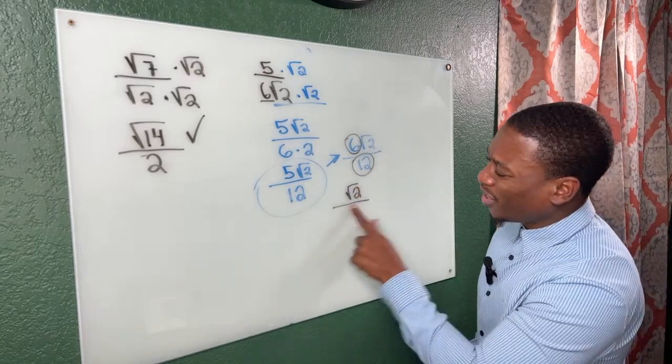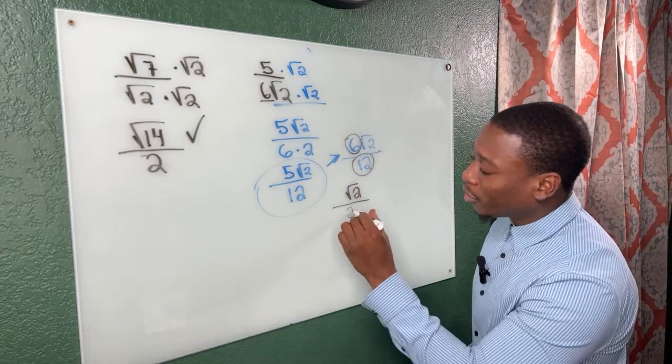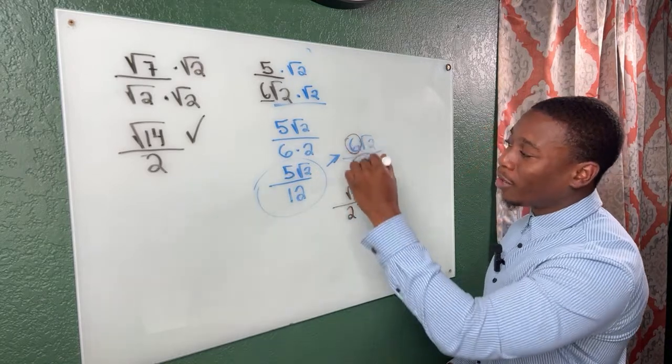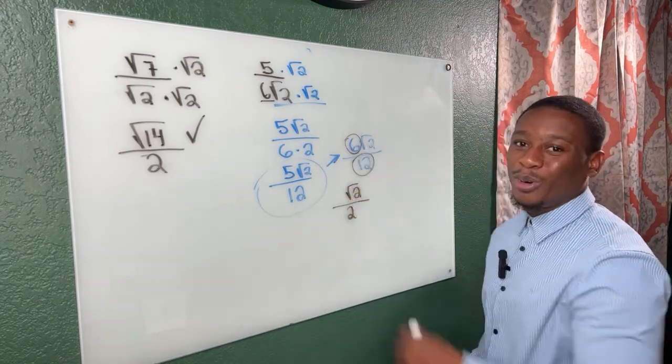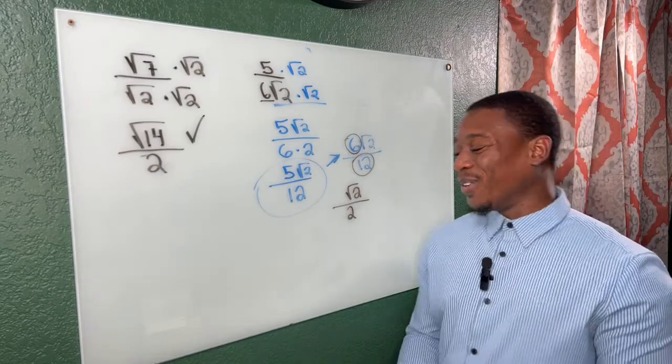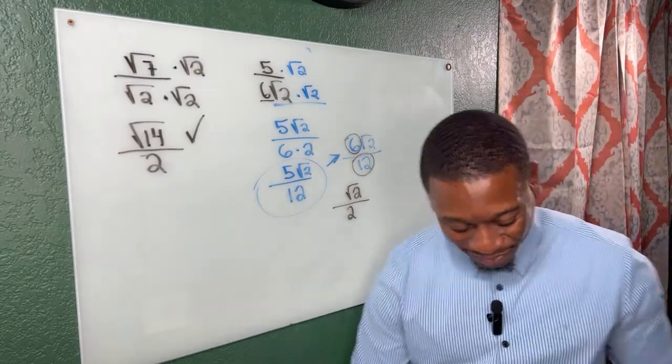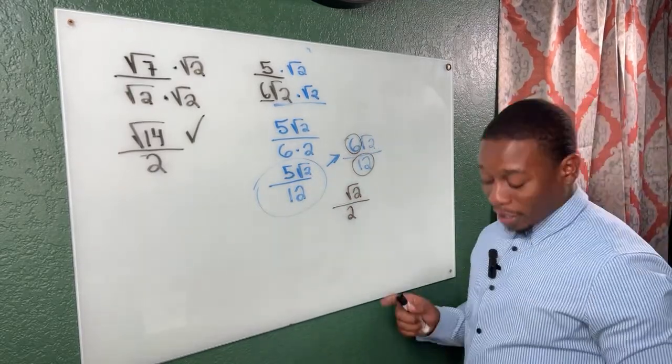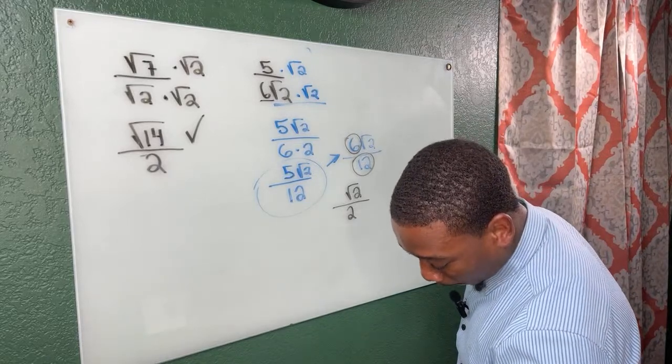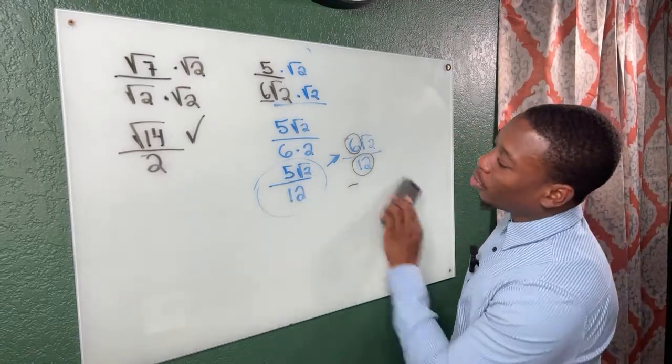Oh, I'm sorry, not over 6. What am I thinking? Over 2, right? Once we divide top and bottom by 6, it'll be radical 2 over 2. Ooh, it's been a long video, guys. I'm so sorry for that mistake. All right. So we got that done. All right. So now we're going to go on to our next example.